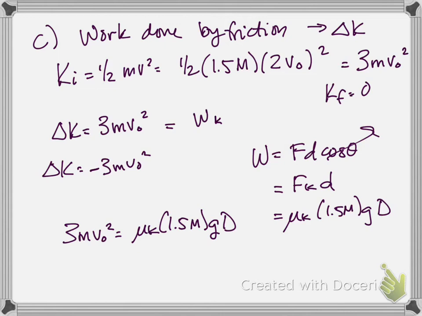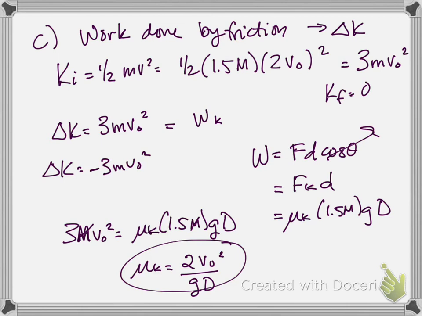And so I'm going to solve for mu K, and I get 2 v naught squared over g d. I should be clear here. This is a capital M. This is a capital M, so those cancel out. So there is my expression for mu in terms of all of the other variables.